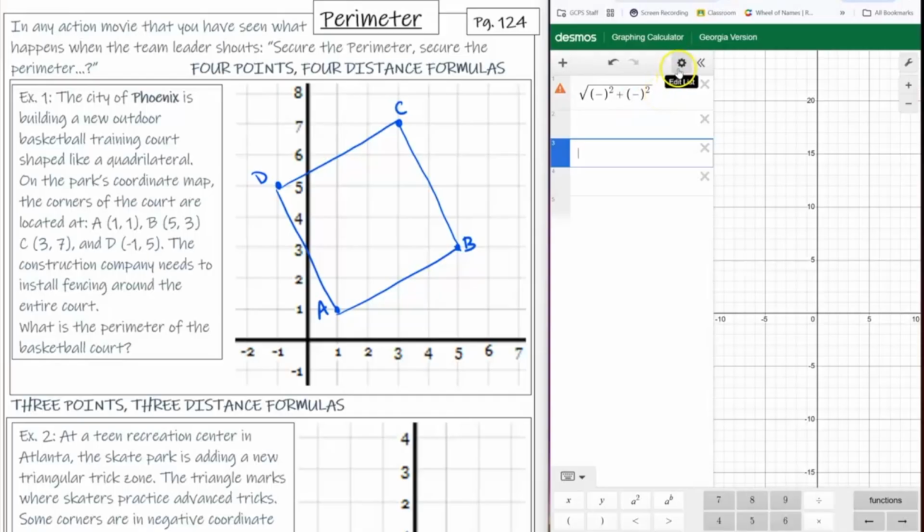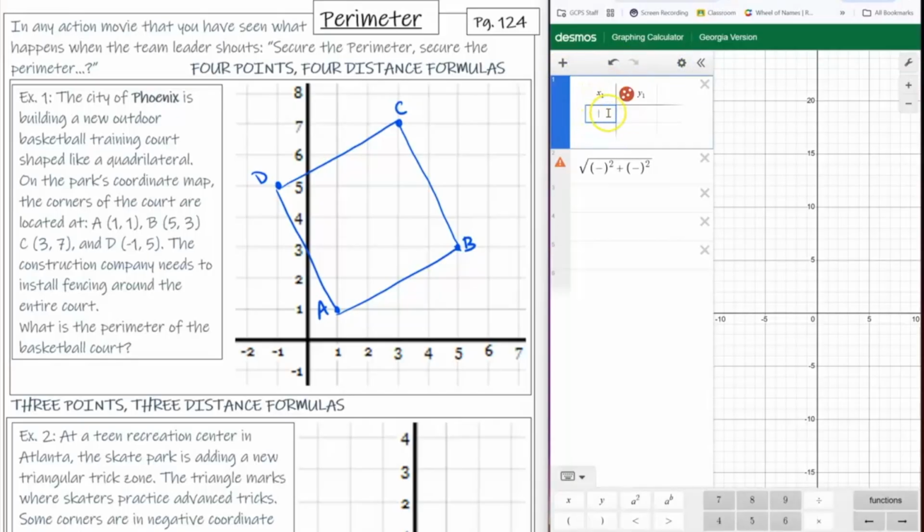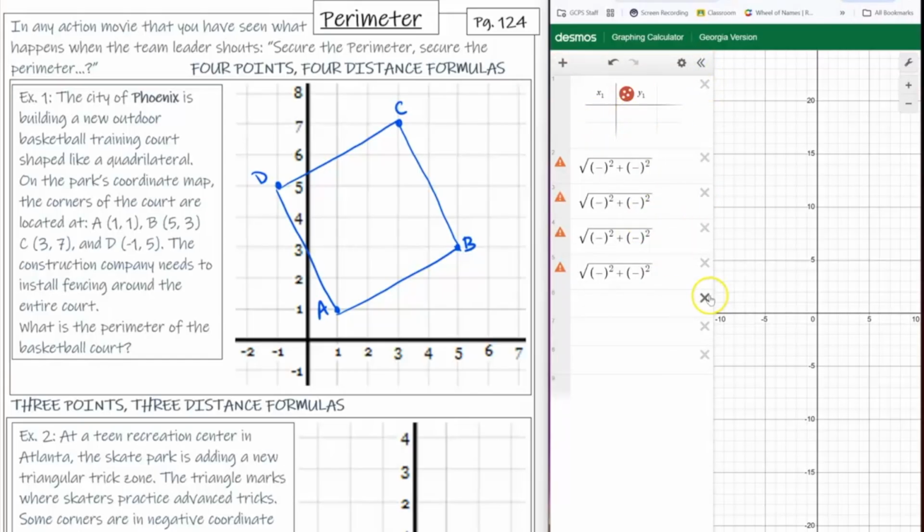I'm going to copy this, and we've talked about Control C, or you can do settings and then hit copy. The reason I want to copy that is because I want to put it in my table. We talked about organization, right? So this is where my x's are going to go so I don't make mistakes here. I need four sides, so I need four of these. So I'm going to put all four of them. Copy it four times. That's my four. Done. Then I'm just going to keep changing this to match my x's. So I'm trying to find the distance between A, B, B, C, C, D, D, A, or I can go the other way, A, D, D, C, C, B, like that.